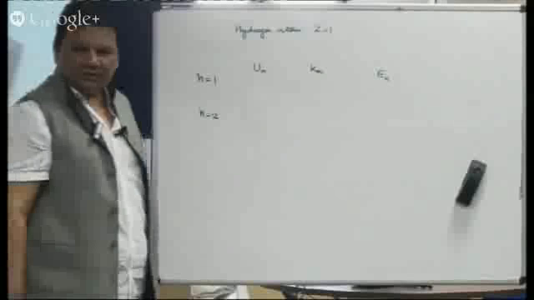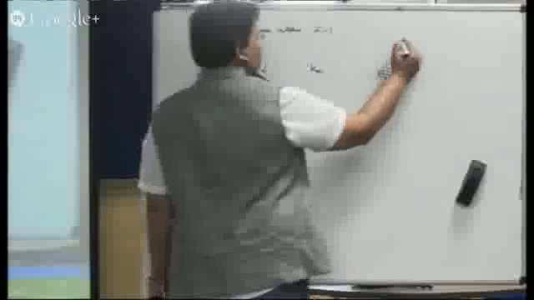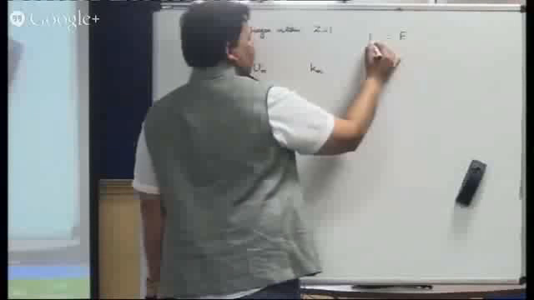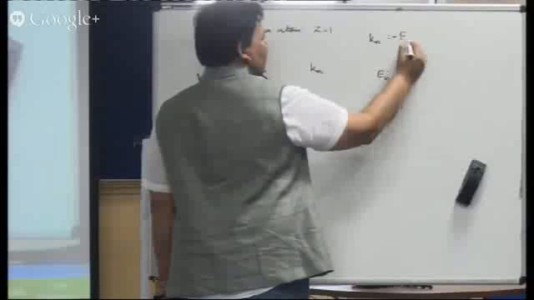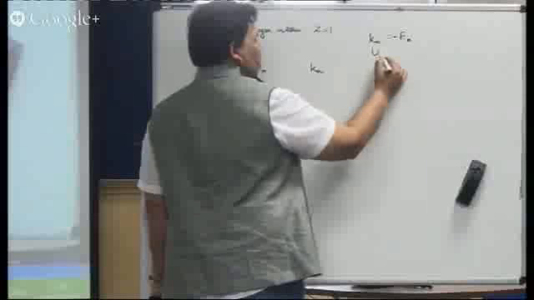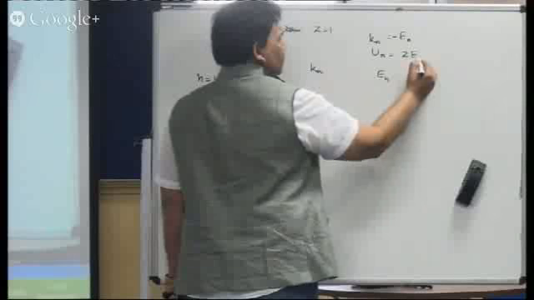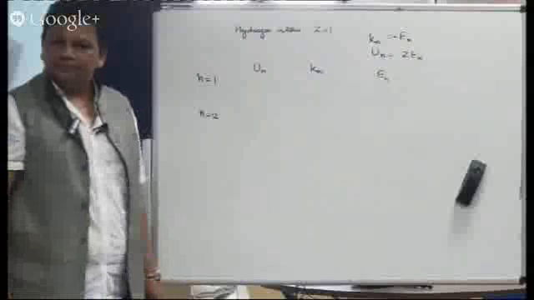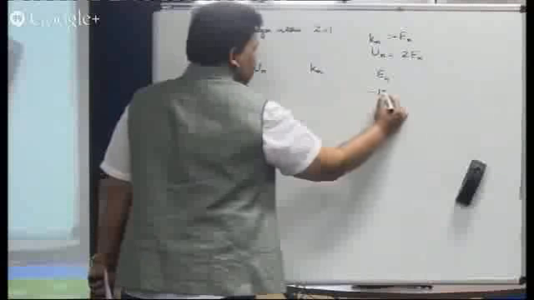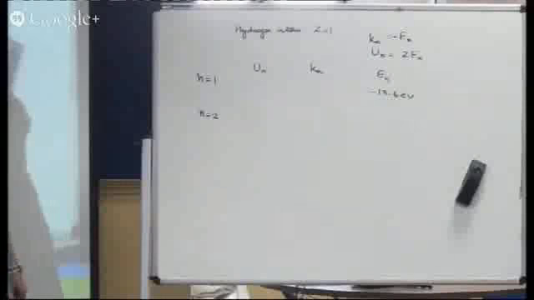First of all, do you know this expression? What is the interrelation between all these three? Can I say Kn is negative En? And can I also say Un is 2 times En? What is the value here? What is the value for n equals 2?